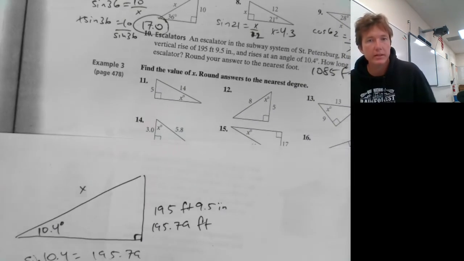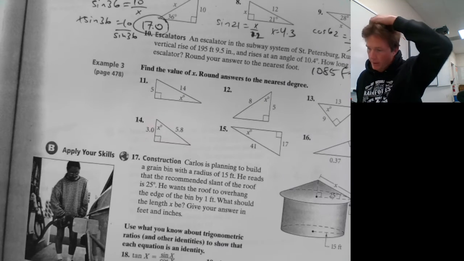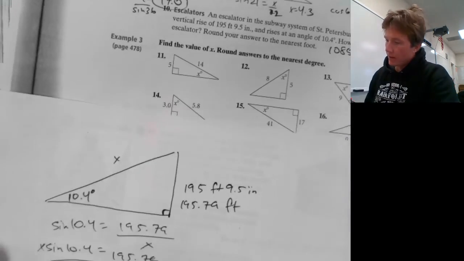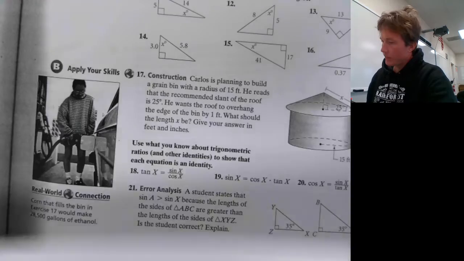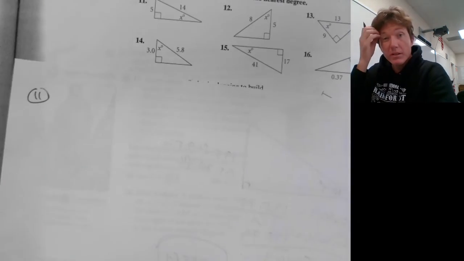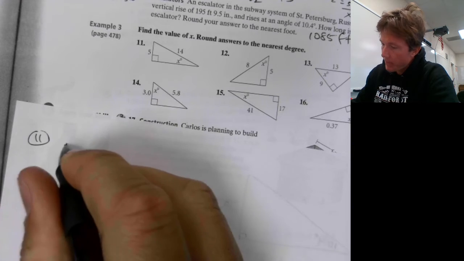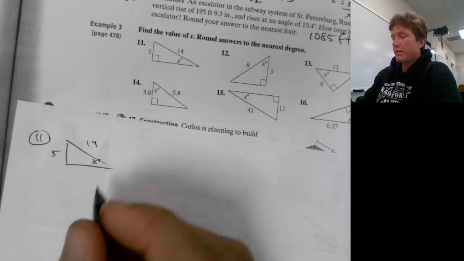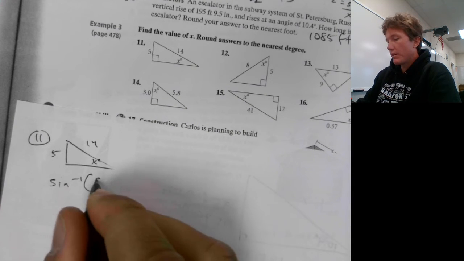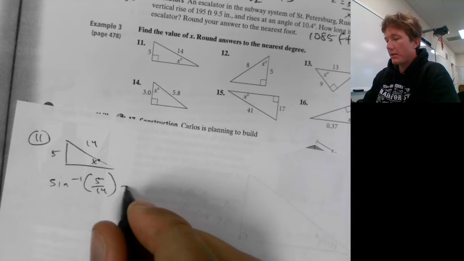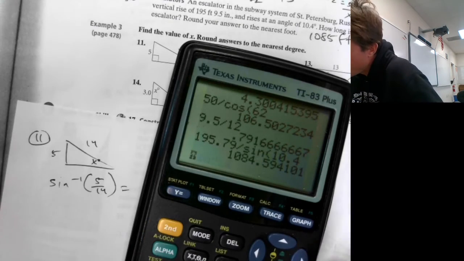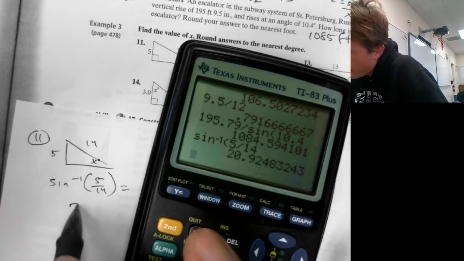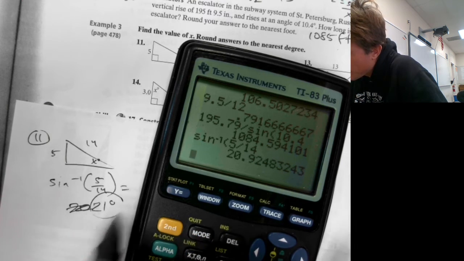Alright, so examples 3 through 16 we're going to use inverse sine. So number 11, here's my triangle, 5, 14, x. I've got opposite and hypotenuse, so I'll do the inverse sine of 5 over 14. And that should give me my angle. So punch that in. 20.9 degrees. Nearest degree will be 21 degrees.